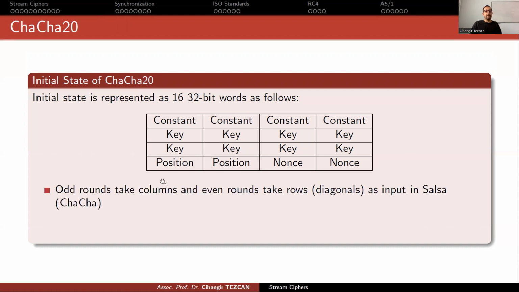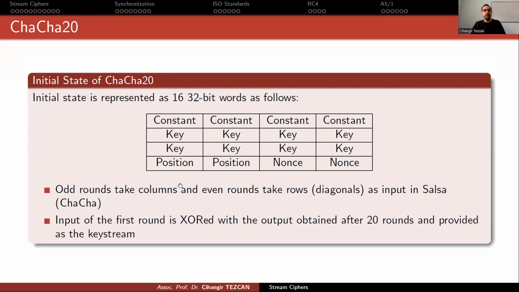Odd rounds take columns as input, because every round will have a four-value input. So in odd rounds, you will take columns. But in even rounds, when you work with Salsa, you take rows. If you implement ChaCha, you will take diagonals like this. This is actually the main difference between Salsa and ChaCha. The input of the first round is XORed with the output obtained after 20 rounds and provided as the key state. So you perform these 20 rounds.